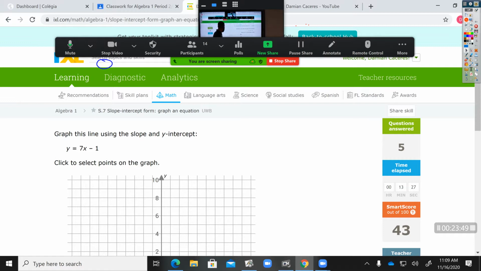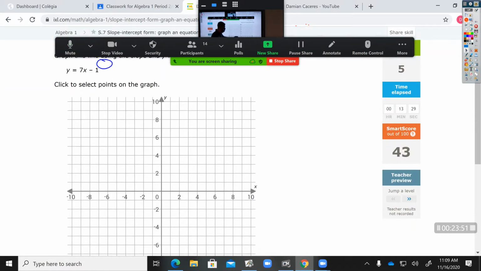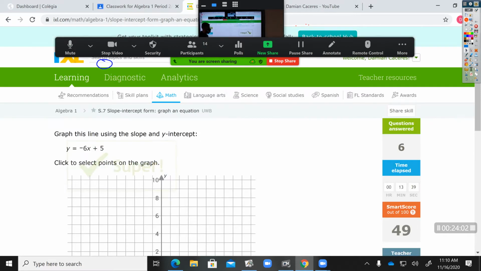So here you got -1 as the y-intercept. You mark -1 on the y-axis. 7 is 7 over 1. So you go up 7, right 1. All you do, this is how you graph it. This is the method you're going to use the most.